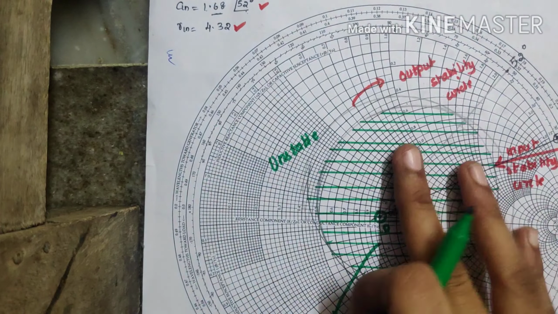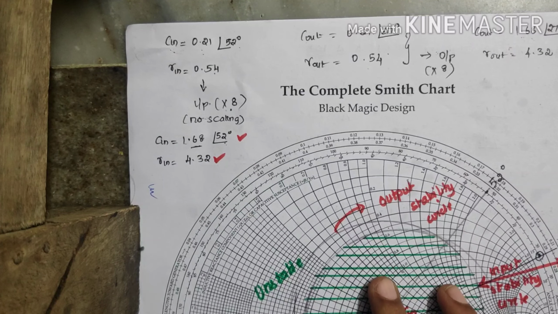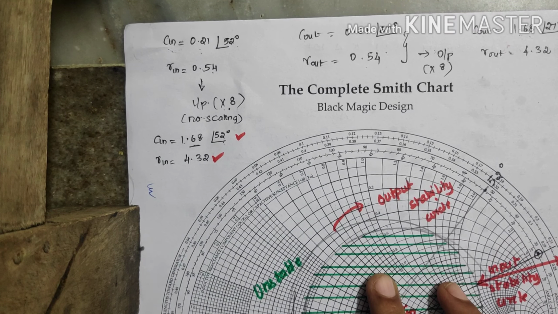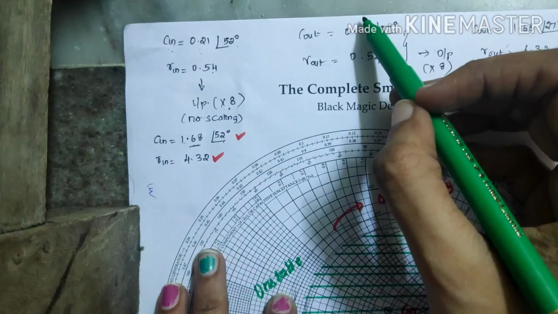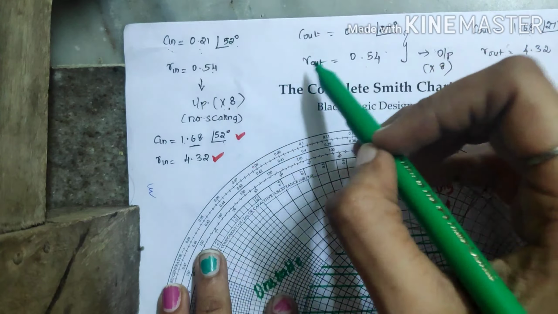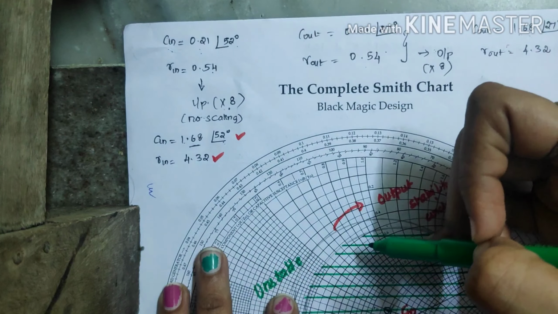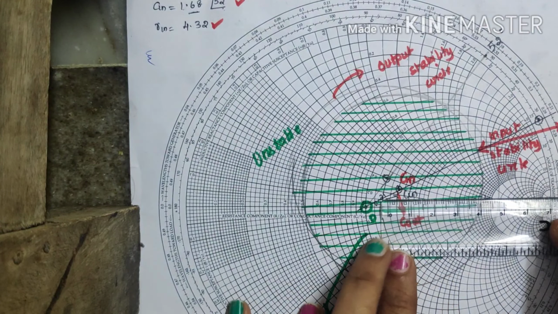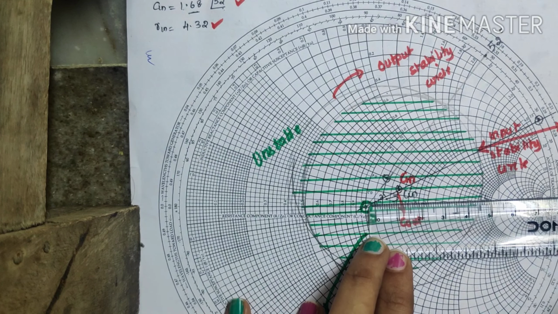So in the question, 4 parameters will be given. Those are S11, S12, S21 and S22. Using the values, calculate C in, R in, C out and R out. These are actually very small values which cannot be plotted on the Smith chart. So you have to upscale them. Measure the Smith chart from the center point to the right hand.